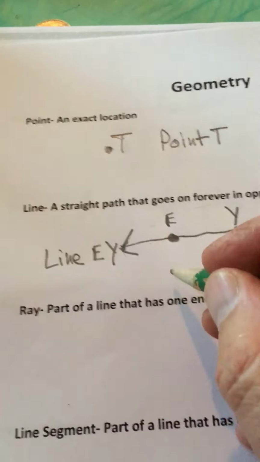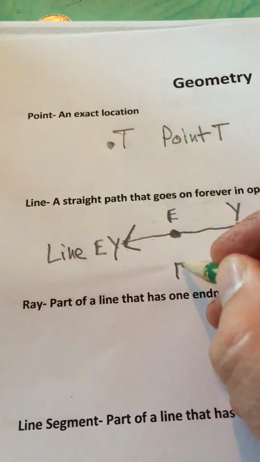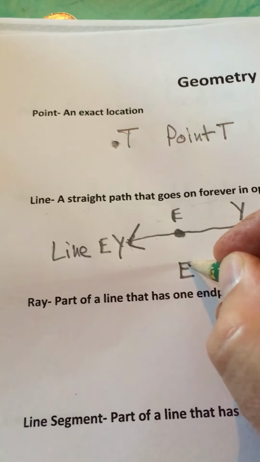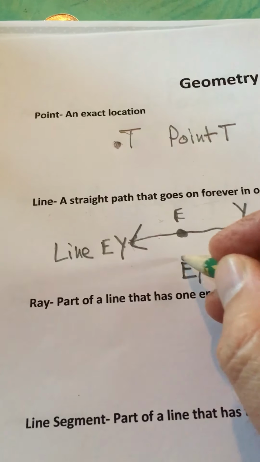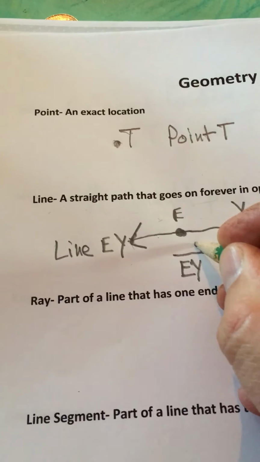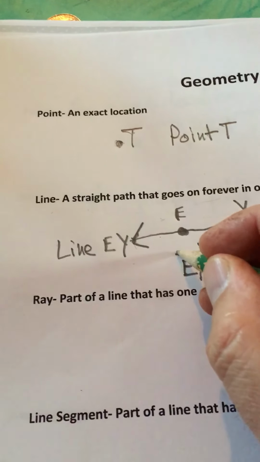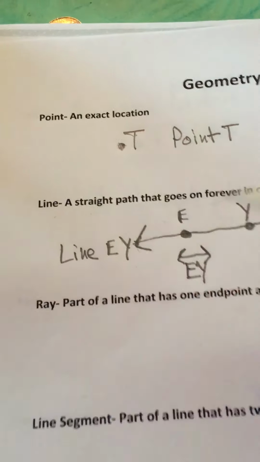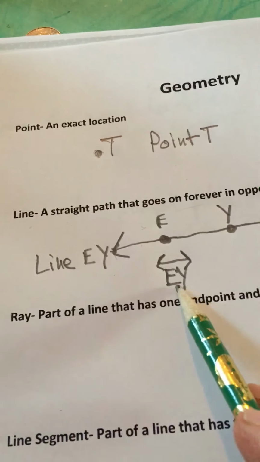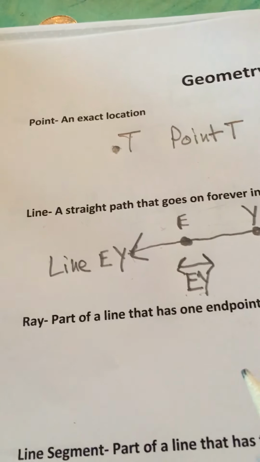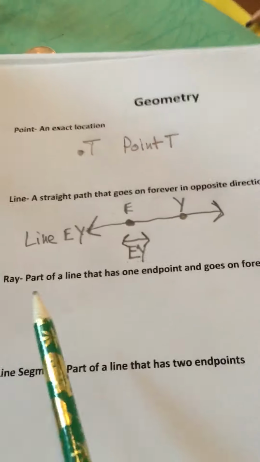Okay? Now, there's a shorthand way to do it. You write EY, and then above it, you draw that. And that means line EY. Okay? And the next one is a ray.